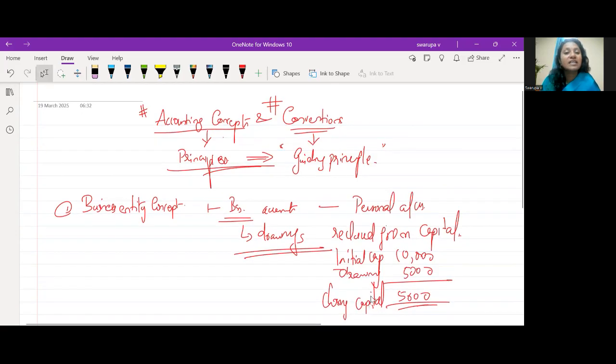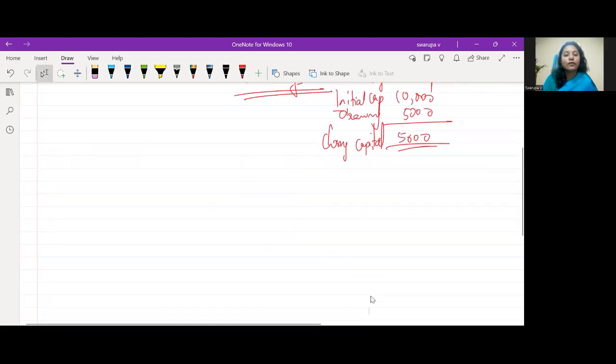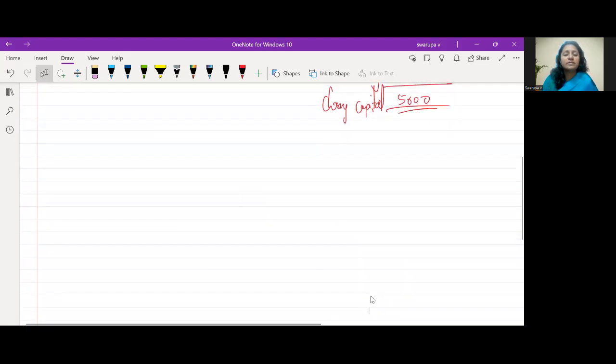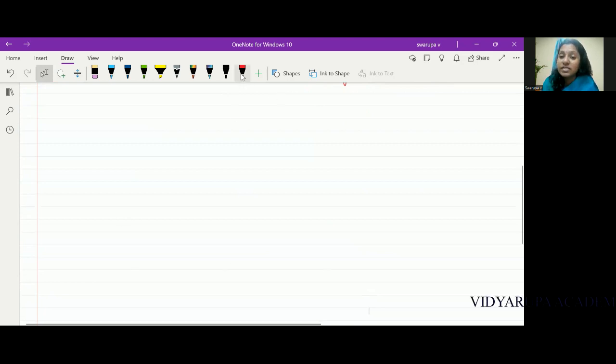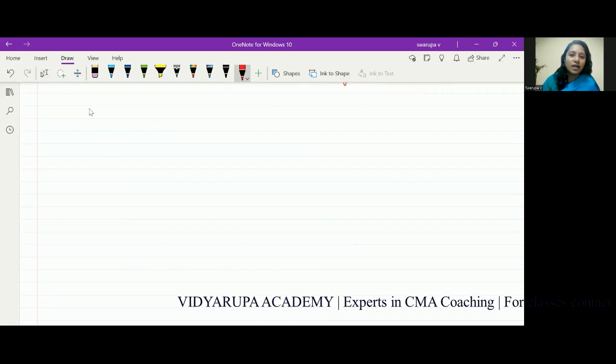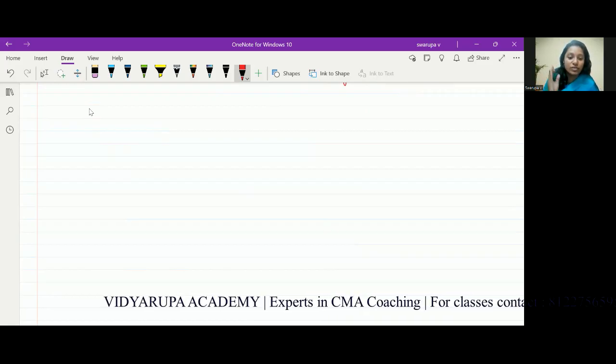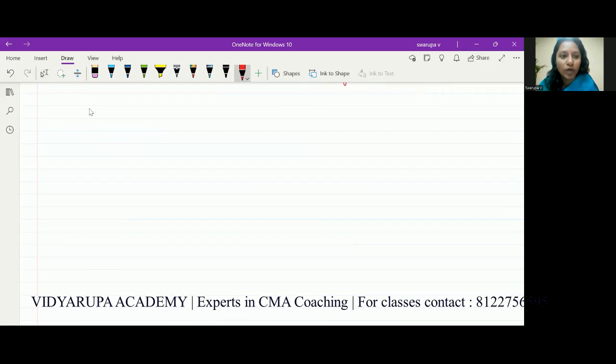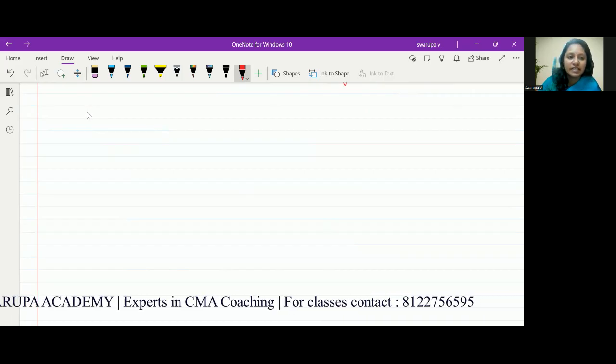The expenses of the proprietor, the directors, the owners of the company and the promoters of the company are not business expenses. Only business expenses and business income will be considered in the accounts of a business. So the business is separate from the owner. That is the business entity concept.